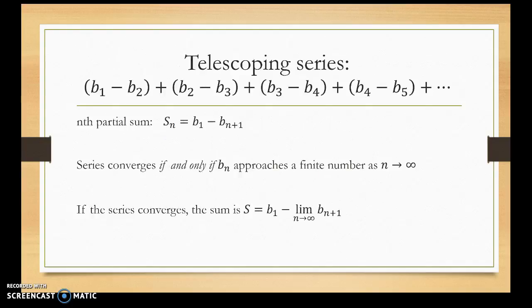Okay, the last thing I'm going to leave you with, just to copy these notes down: a telescoping series is one where you notice that the second term will cancel with the third term, so that negative b sub 2 plus b sub 2, and then b sub 3 would be canceled by the third term, and this pattern will continue. So the nth partial sum will always be whatever the first term is minus b sub n plus 1, how we get our next term there. The series converges if and only if b sub n approaches a finite number as n gets infinitely larger. And if the series converges, then the sum will be the first term minus whatever the limit of that b sub n plus 1 is.